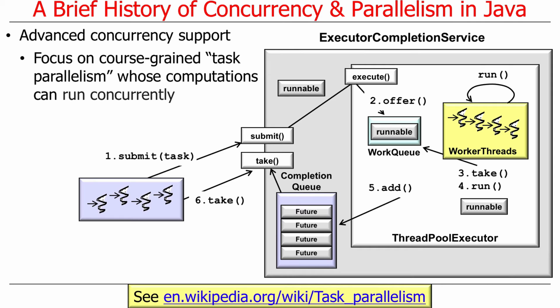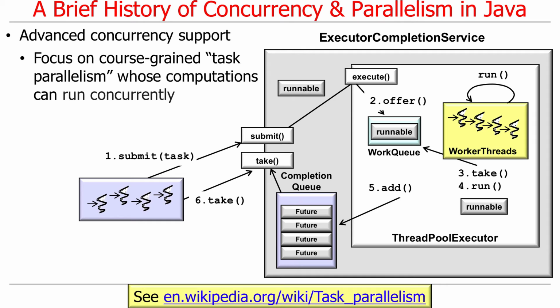You can read more about task parallelism down here, where the computations could run concurrently on one or more cores. So one of the classic examples was something called the executor completion service, which allows a piece of code to submit tasks to run, and those tasks are essentially put in a queue, and a pool of threads inside the executor completion service will pull the tasks off the queue and run the tasks in parallel.